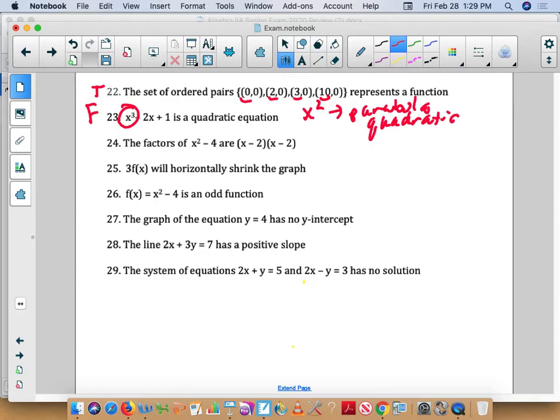How am I going to tell if those are the factors? I'm going to distribute. So this is going to give me x squared minus 2x minus 2x. A negative times negative is a positive. As somebody noticed a second ago, you add like terms. This gives me x squared. What's a negative 2x and a negative 2x? Negative 4x plus 4.